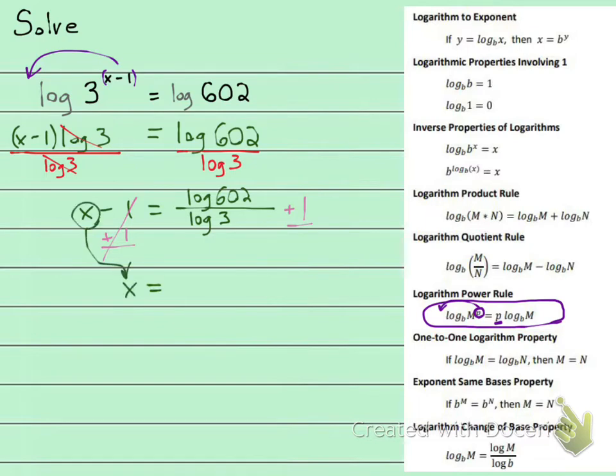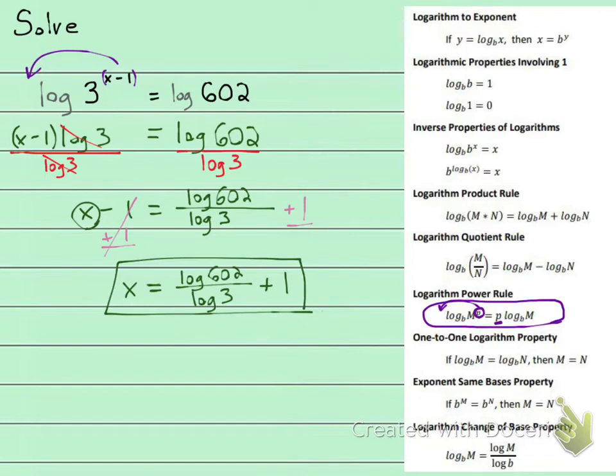So I've solved for x. And now on the right-hand side, I have the log of 602 over the log of 3, and then plus 1. Okay, and this is your answer. This is your exact answer for x.